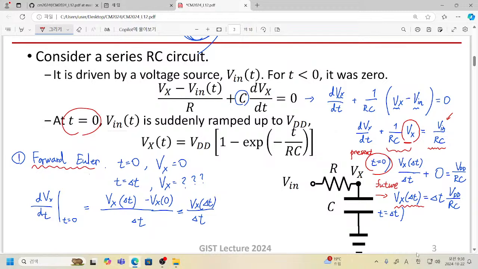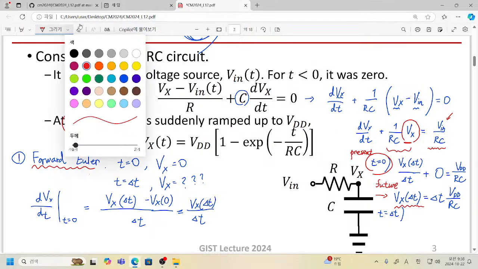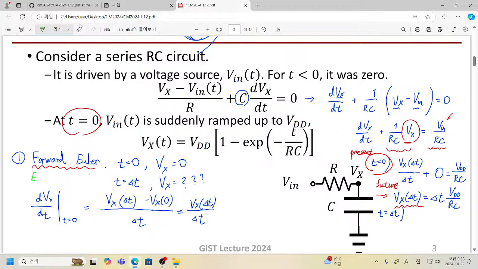So to you, it sounds quite natural, and why I am talking about this seemingly quite natural thing again and again will be quite clear if you go to the backward Euler case from now on. Now let's go to backward Euler. In this case, our initial time point will not be t equal to 0. Instead of that, we will consider t equal to delta t.